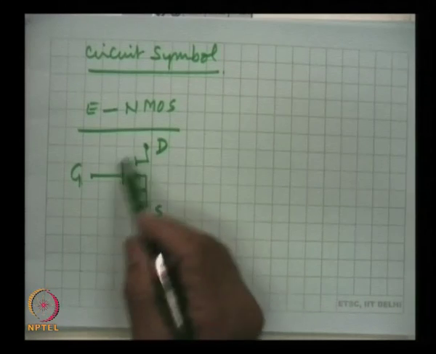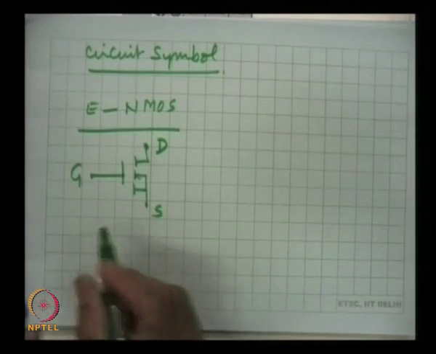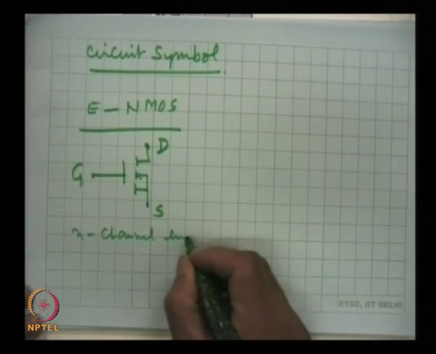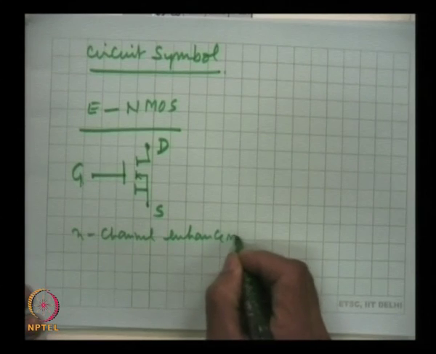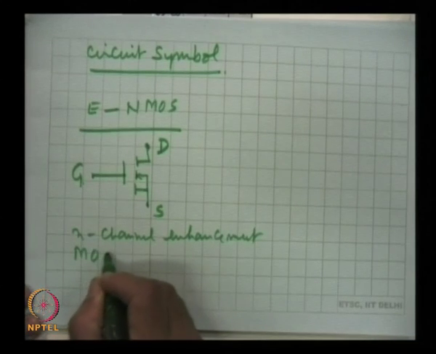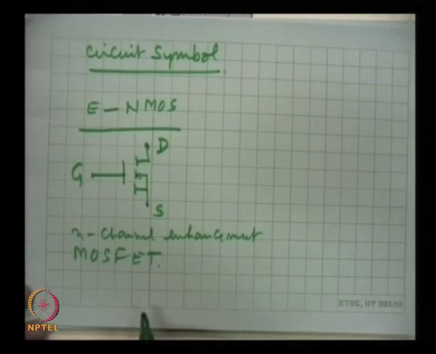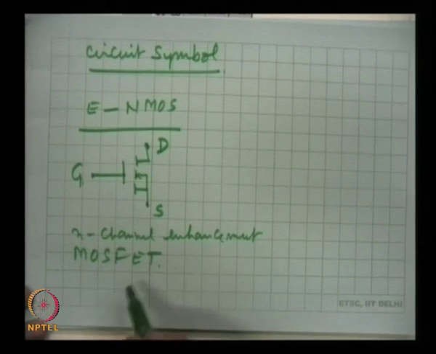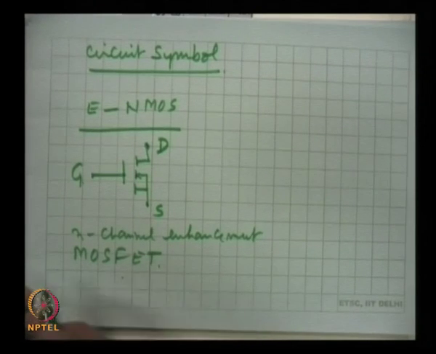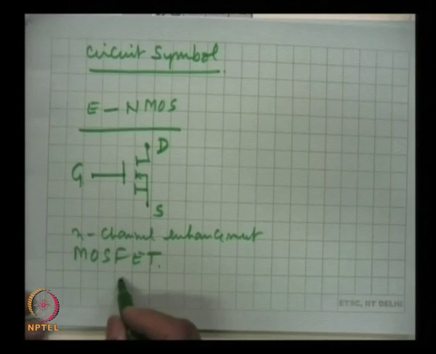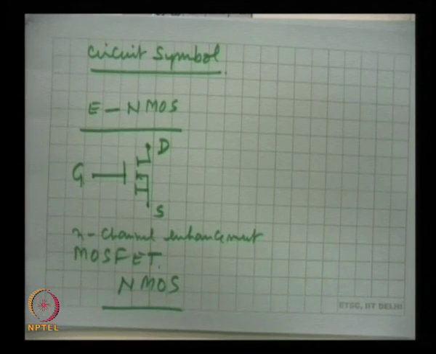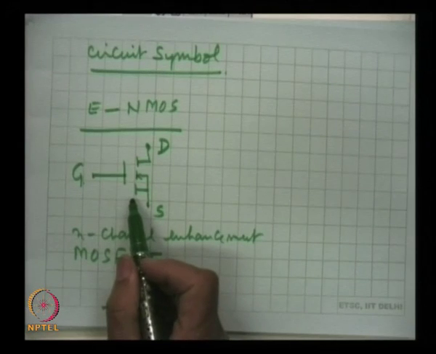This is the circuit symbol for n channel enhancement MOSFET. I said that often the n channel MOSFET, it is simply written as, it is so popular that it is said NMOS. NMOS stands for n channel enhancement MOSFET, and circuit symbol is this.